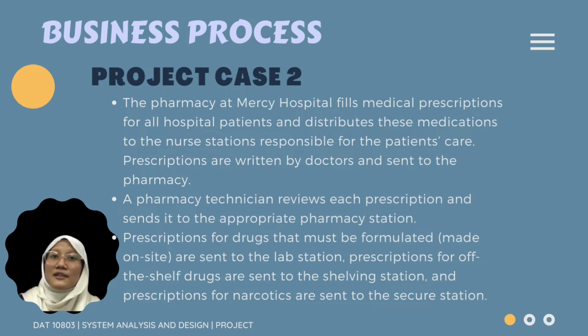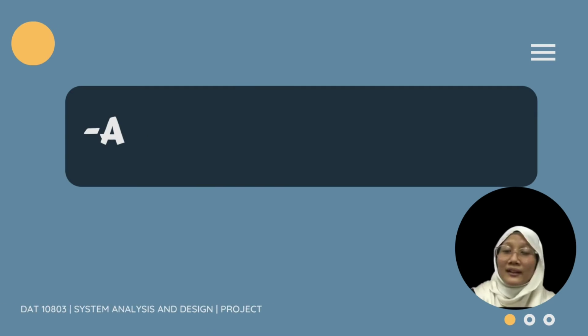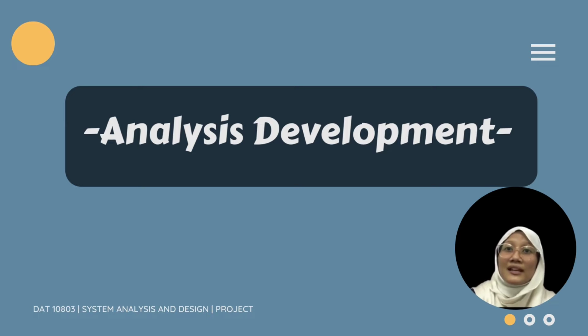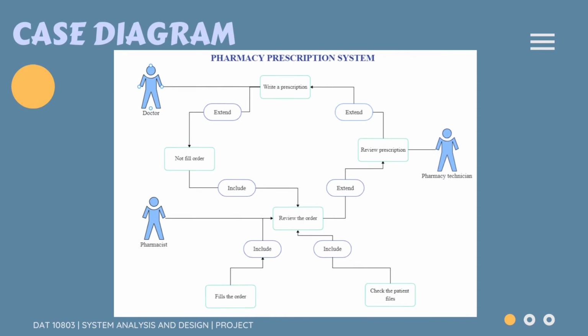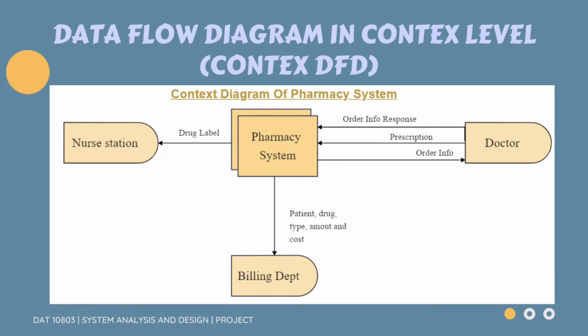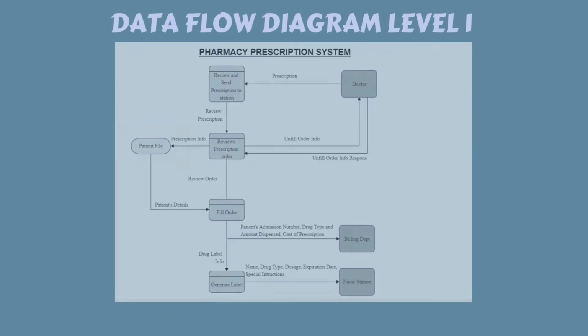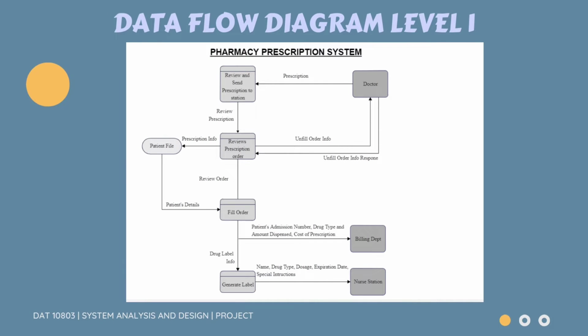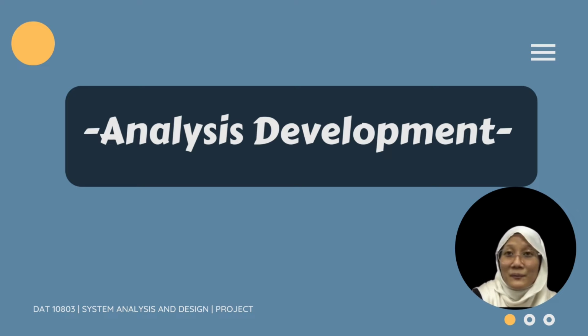The label is placed on the drug container and the order is sent to the appropriate nurse station. The patient admission number, the drug type, the amount dispensed, and the cost of the prescription are then sent to the billing department. Next, the analysis development that we are using is, first, the use case diagram. Then the data flow diagram at context level, the context DFD. Lastly, we use data flow diagram level 1. That's all for me. Thank you.